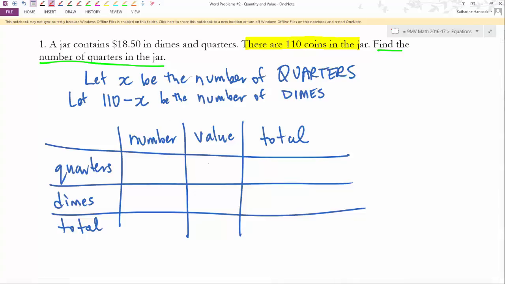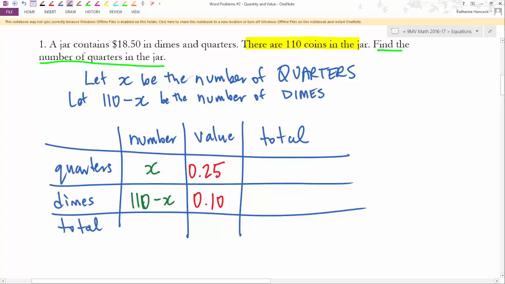But the quarters, the value of a quarter is 25 cents or 0.25. You can put the 0 if you want. Value of a dime is 10 cents or 0.10. And we already wrote down the number of quarters is going to be X. The number of dimes is going to be 110 minus X.